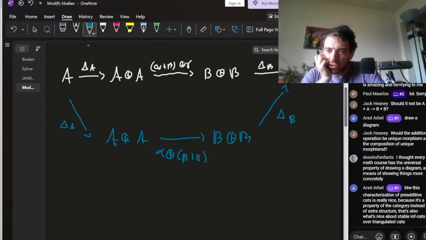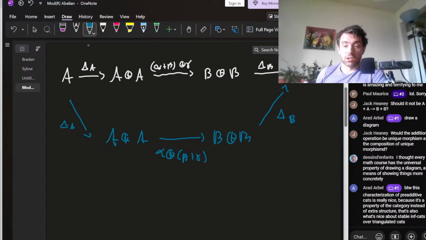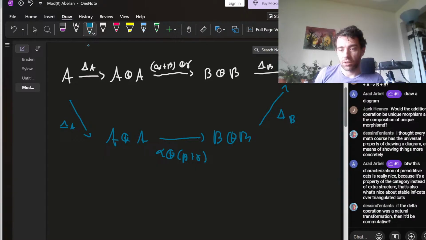This characterization of pre-additive is really nice. Agreed. Yes, exactly. It's internal to the category. It's also what's nice about stable infinity categories over triangulated categories. Right, I was reading about that the other day, right? Because somehow the shift comes internally, right? There's some way to define the shift internally.